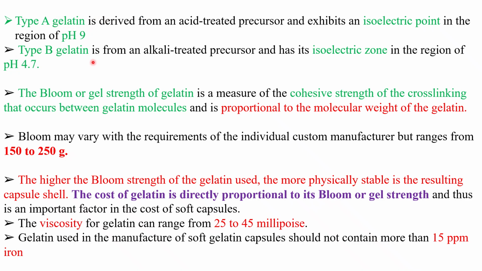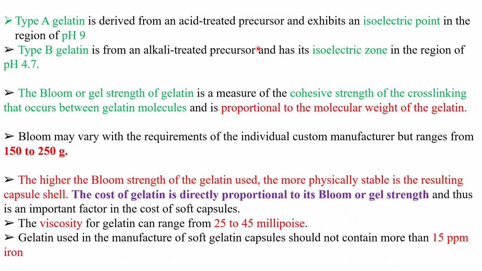And type B gelatin, B for basic medium, is derived from an alkali treated or base treated precursor, and its isoelectric zone is in the region of pH 4.7. Okay? So these two points, and in the previous slide I mentioned moisture content, and this isoelectric point. These two, please try to remember.